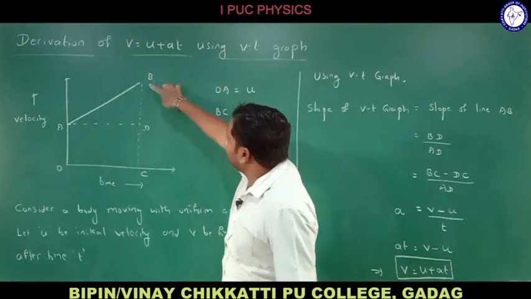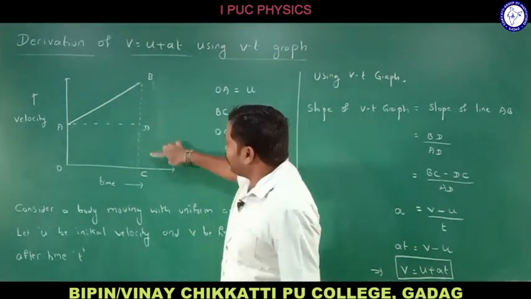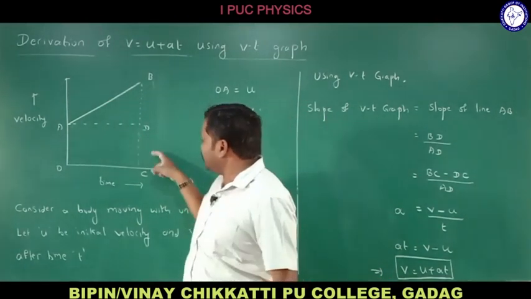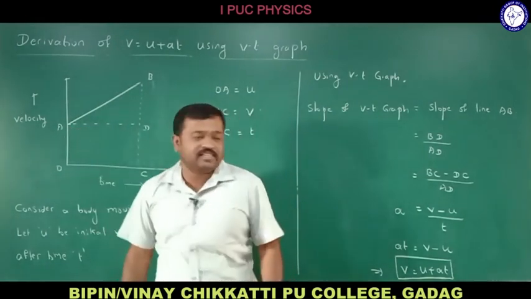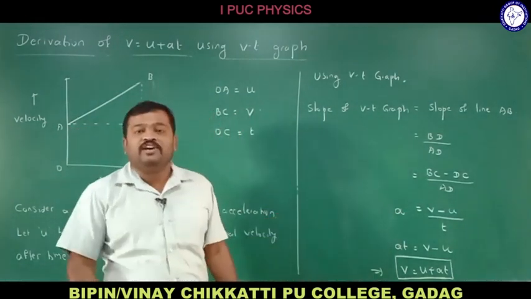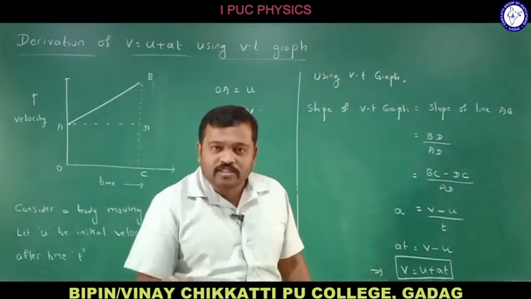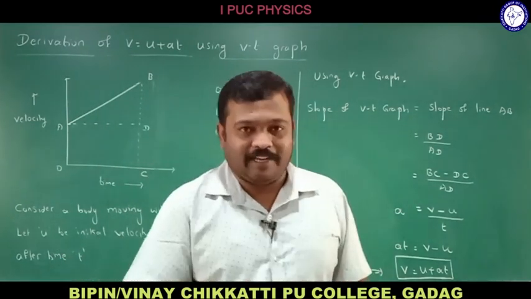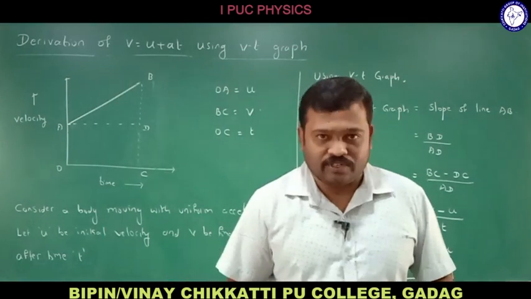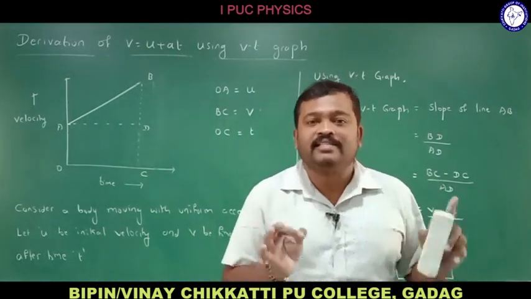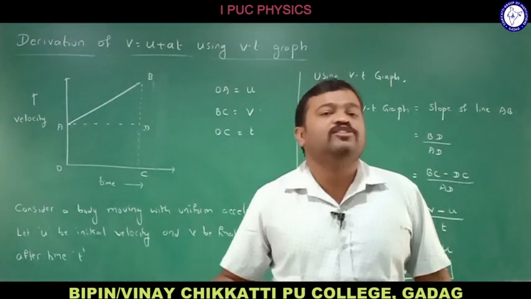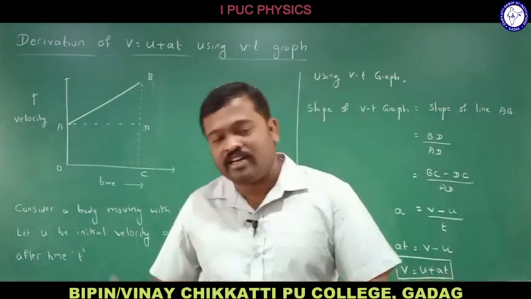BC is nothing but the final velocity. What is DC? It is nothing but AO, that is the initial velocity. What is AD? It is nothing but OC, that is the time. After substituting, we got the equation V is equal to U plus AT. Remember, these are important derivations. One among these three derivations will be asked in the examination. If the question is asked, derive V is equal to U plus AT, this is the answer.